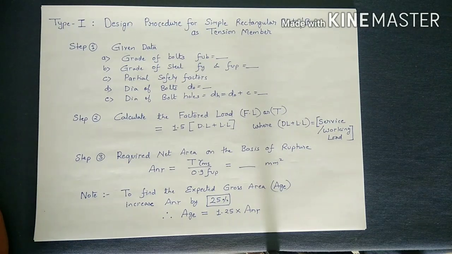Step number 3. Required net area on the basis of rupture. You have to find ANR, which will be equal to factor load into gamma m1 upon 0.9 into FUP. Now, to know the expected gross area, you have to increase ANR by 25%. Therefore, AGE will be equal to 1.25 into ANR.